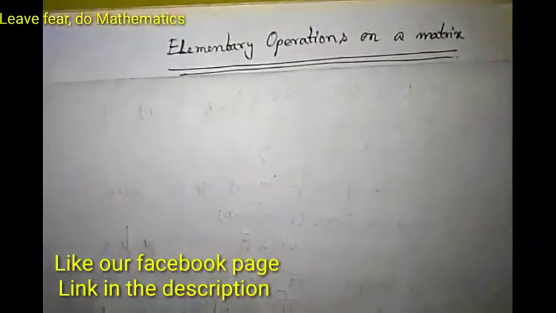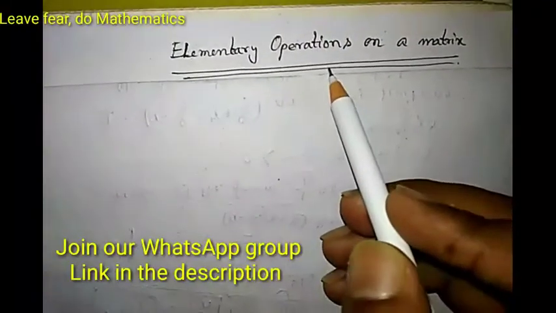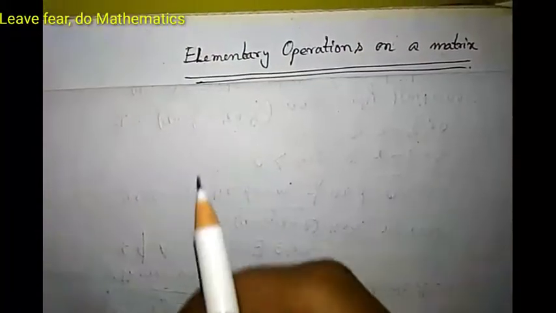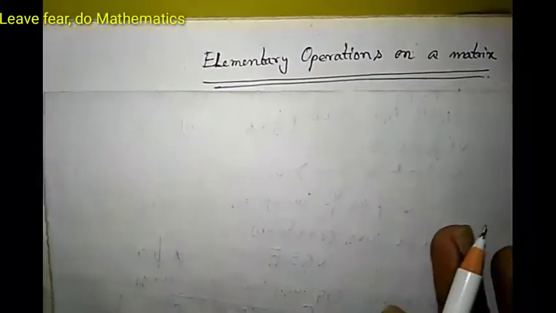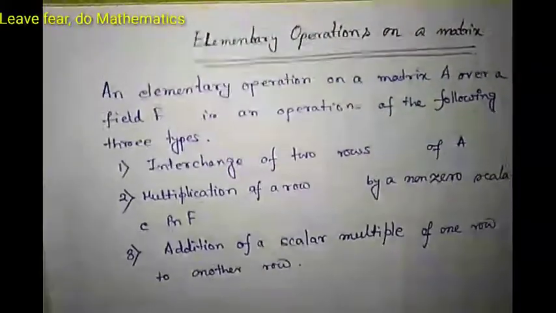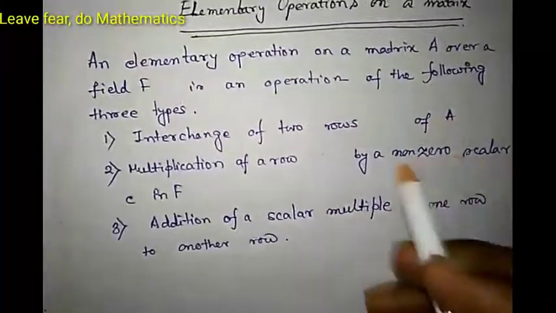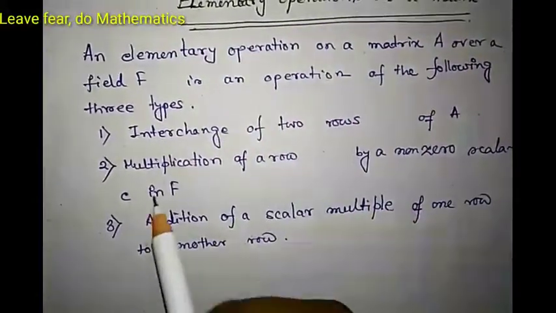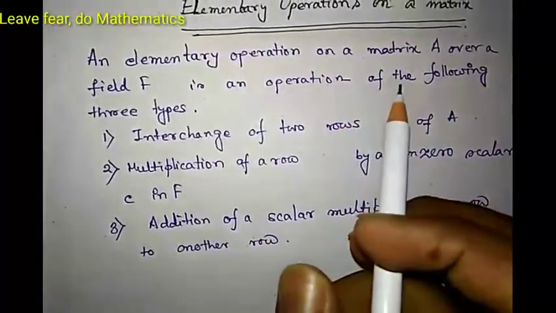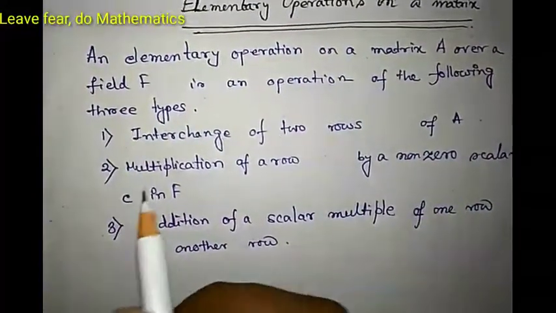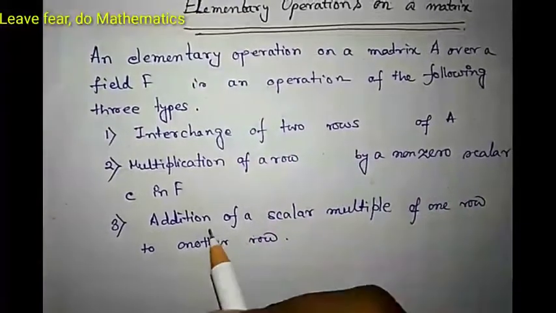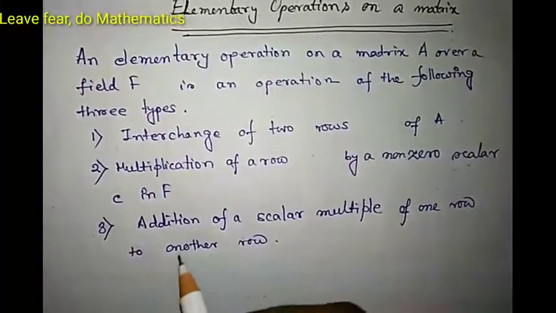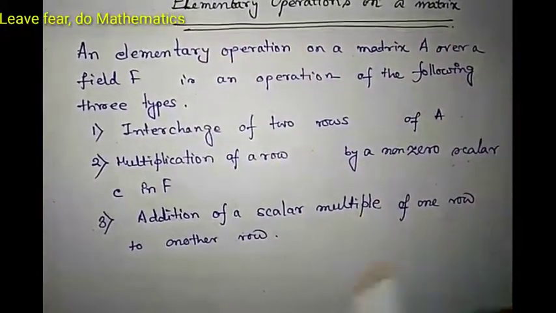Today we are going to give you our first lecture, and this is a lecture on elementary operations on a matrix. So today we will learn elementary operations on a matrix. What are the elementary operations? Let us first look at the description. What do we mean by an elementary operation? An elementary operation on a matrix A over a field F is an operation of the following three types: interchange of any two rows of A, multiplication of a row by a non-zero scalar c in F, and addition of a scalar multiple of one row to another row.